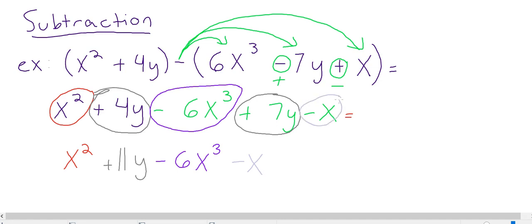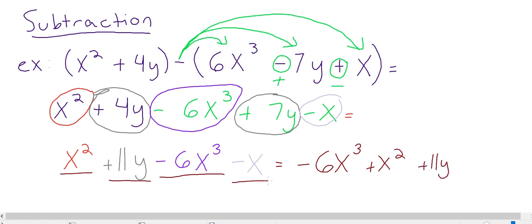Now, we probably would want to write this in standard form, because it's just nicer that way. So we want to write it in standard form with the exponents in decreasing order. So first we're going to write minus 6x cubed, then plus x squared, plus 11y, minus x. The order of the 11y and the minus x doesn't matter. This is interchangeable because they both have an exponent of 1. They can't be combined because they have different bases, but their order doesn't matter when writing it in standard form.